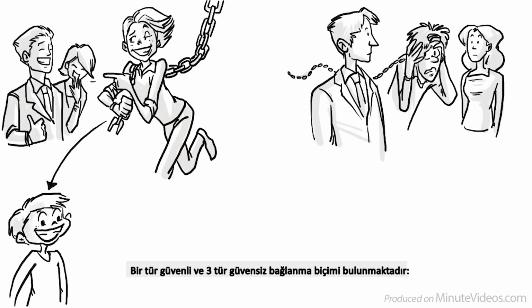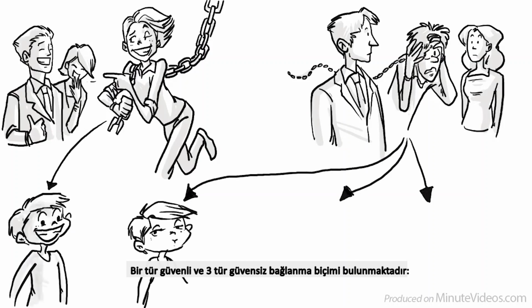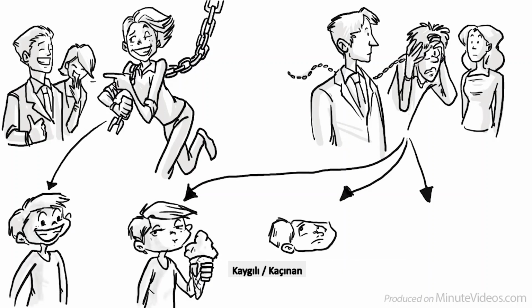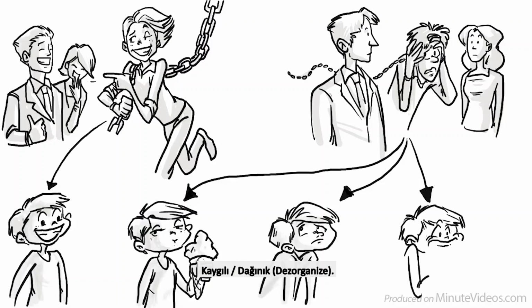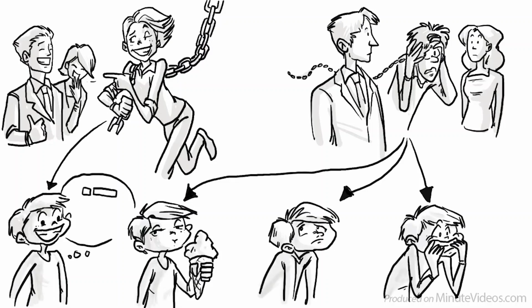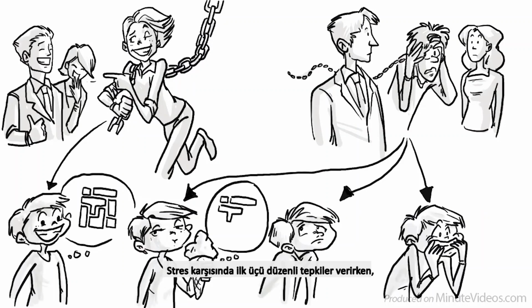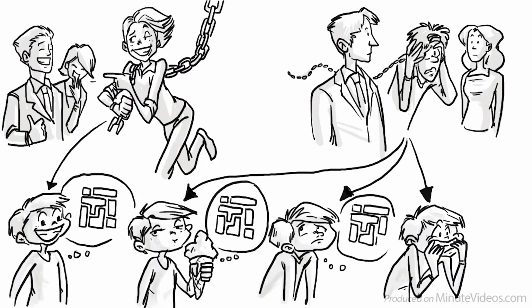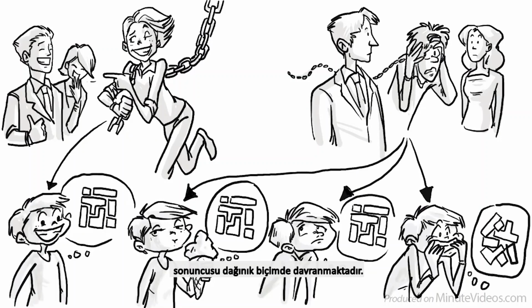There is one type of secure attachment, and there are three types of insecure attachments: anxious ambivalent, anxious avoidant, and anxious disorganized. In response to distress, the first three react in an organized way, while the last acts disorganized.